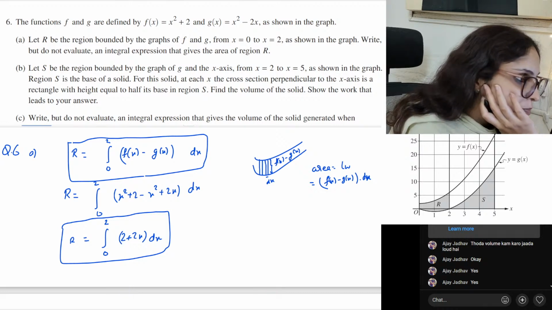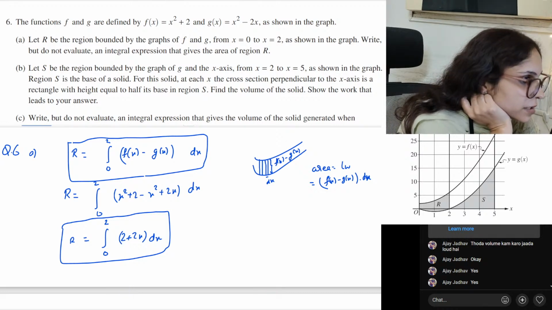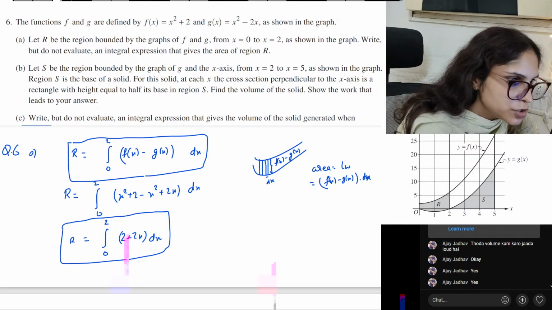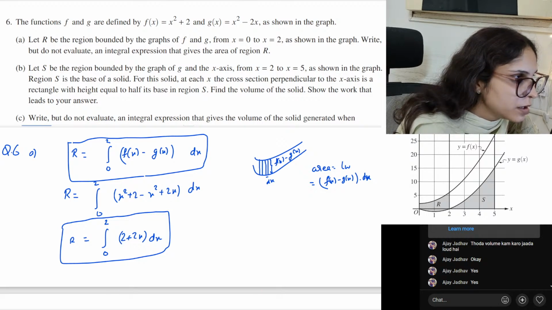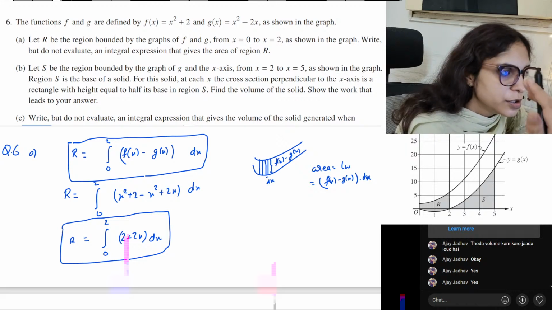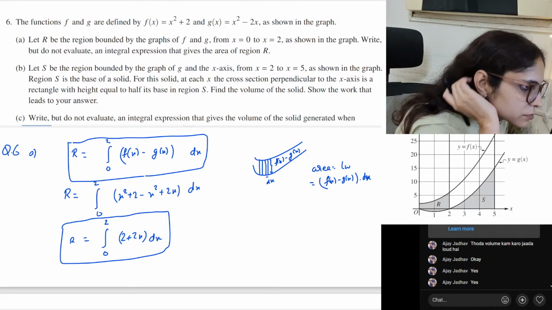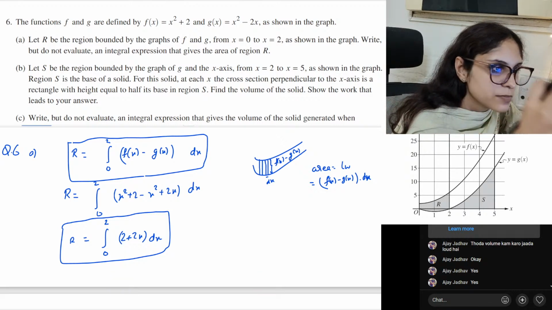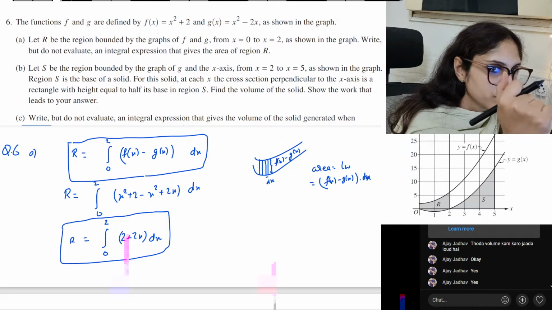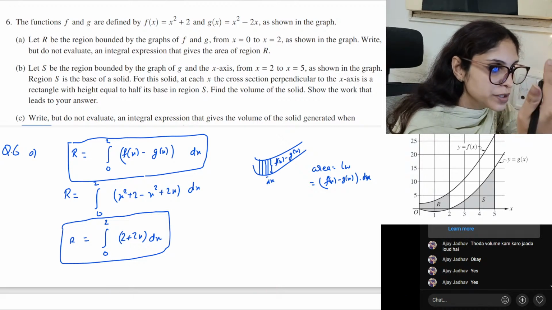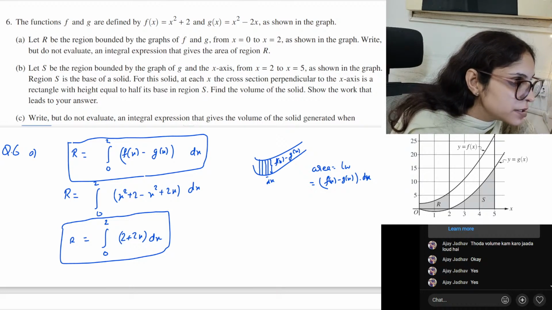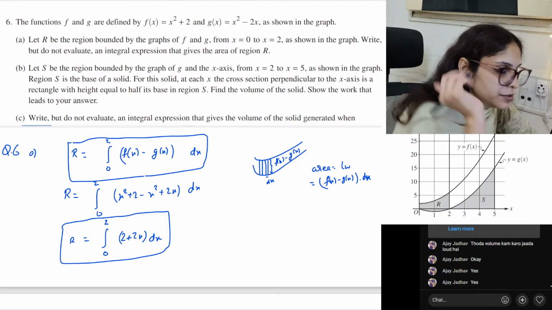Now in part B, let S be the region bounded by the graph of g and the x-axis from x is equal to 2 to x is equal to 5 here. So it is just g from 2 to 5. Region S is the base of a solid. So we're talking about a solid. So if we talk about volume of solid, that means we're talking about the prism. Okay, because there is length, there is width, there is height, there is a base. All right. There is height and you have to find the volume of the solid.